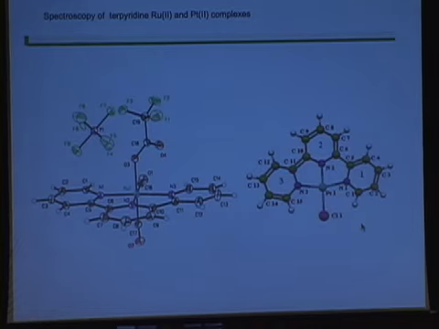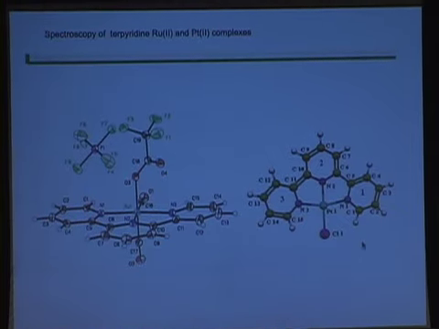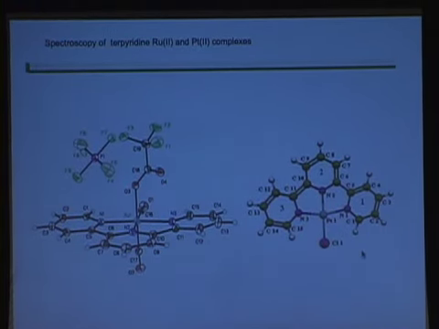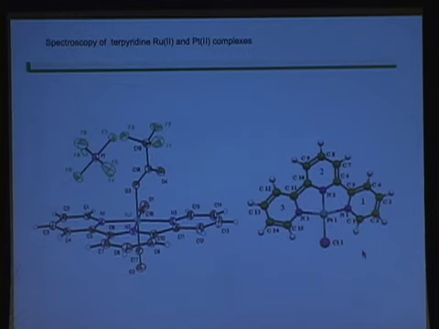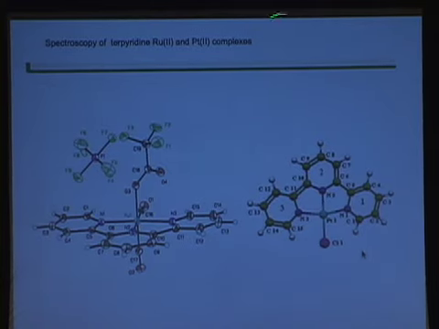So now there's something different. Using the TDDFT formalism, we can also derive a Hamiltonian that very much resembles CI singles. By diagonalizing that Hamiltonian, we can calculate excitation energies and transition dipole moments to excited states, and compare with experimental spectroscopy. Here we studied the spectroscopy of terpyridine ruthenium-2 and platinum-2 complexes.